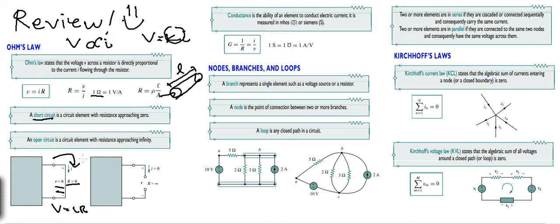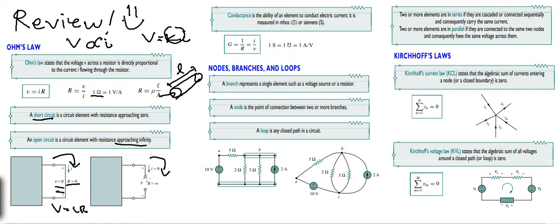And then, how about an open circuit? An open circuit is a circuit element with resistance approaching infinity. Why approaching infinity? Because, as you can see, the current is not able to pass through this terminal. It is cut. As we have discussed, current is analogous to water. The current cannot flow in this direction, in this terminal.